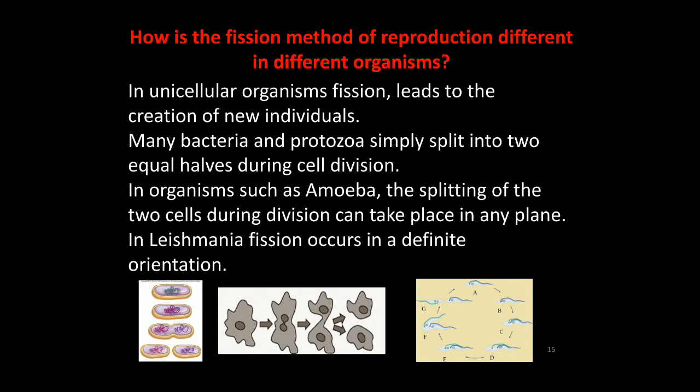How is the fission method of reproduction different in different organisms? See, in unicellular organisms, fission leads to the creation of new individuals. Many bacteria and protozoa simply split into 2 equal halves during cell division. In organisms such as amoeba, the splitting of the two cells during division can take place in any plane. In leishmania, fission occurs in a definite orientation.